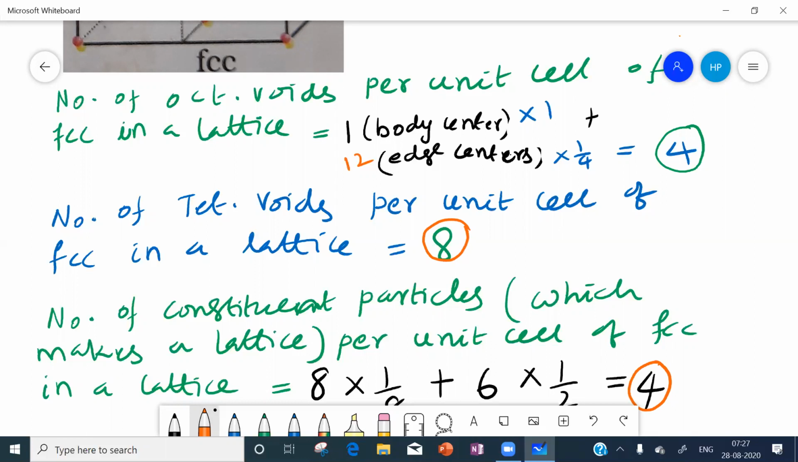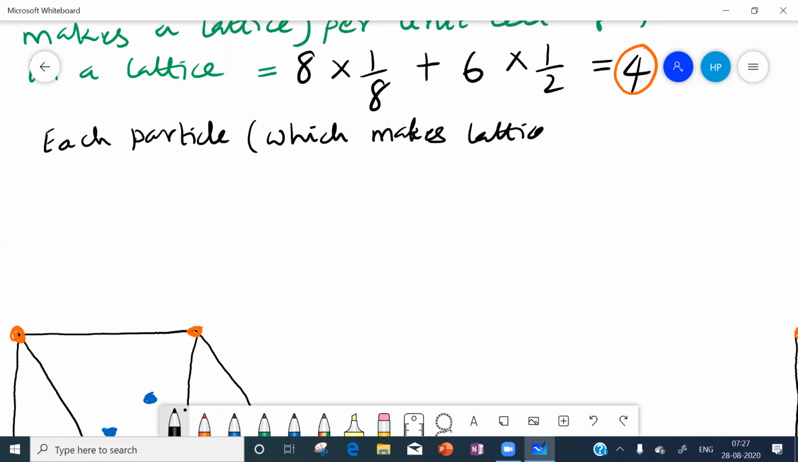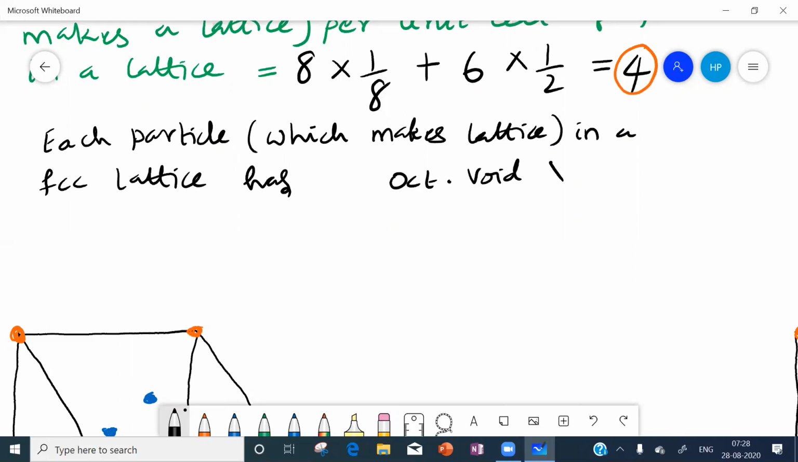Okay, now you say the answer for this. Each constituent particle, meaning each particle which makes the lattice, in an FCC lattice has dash number of octahedral voids and dash number of tetrahedral voids.